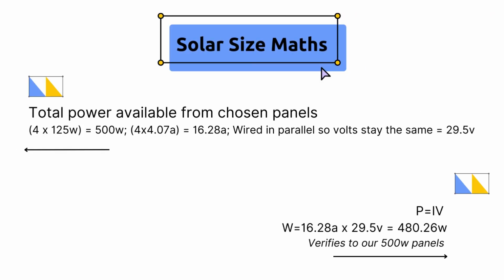So we can take the details from our solar panel and we can work out the sizes. So 4 times 125 watts is 500 watts. 4 times 4.07 amps is 16.28 amps. And they're wired in parallel, so the volts will stay the same at 29.5 volts. So we can use that to verify. So using Watt's law, which is P equals IV, Watts will then become 16.28 amps times 29.5 volts, which is 480.26 watts. So more or less exactly the number that we're looking for.